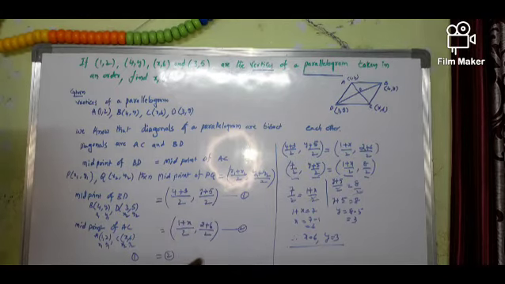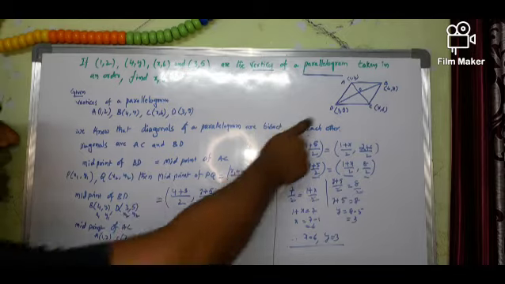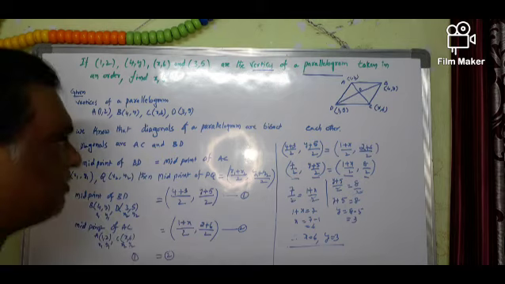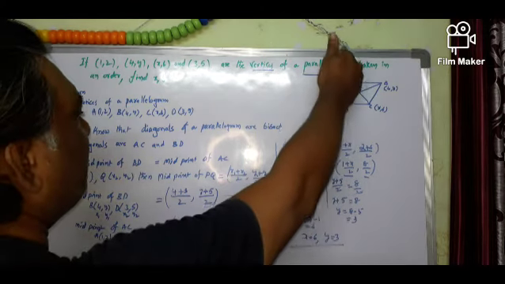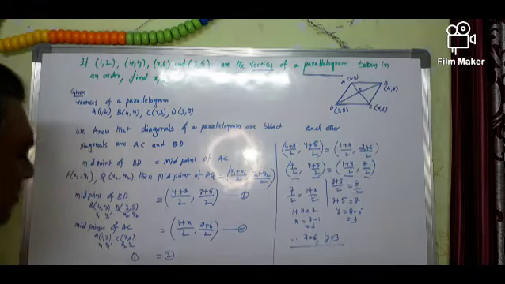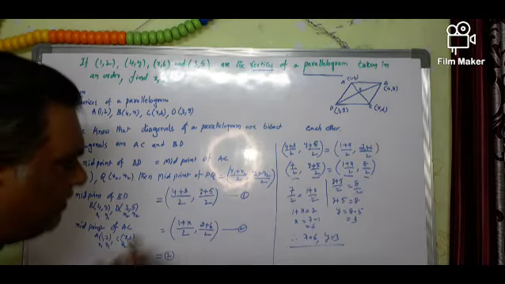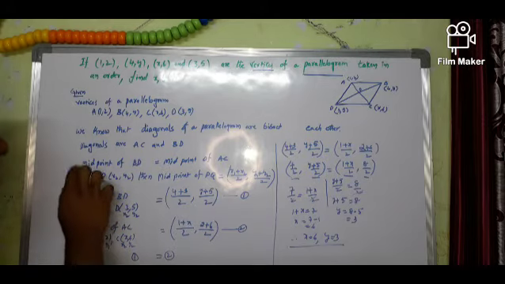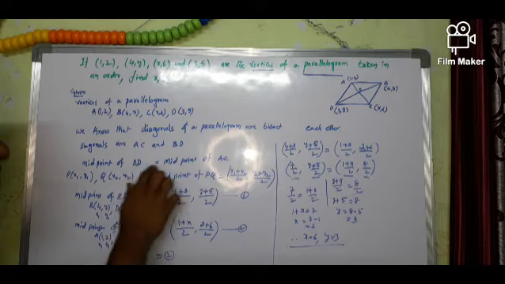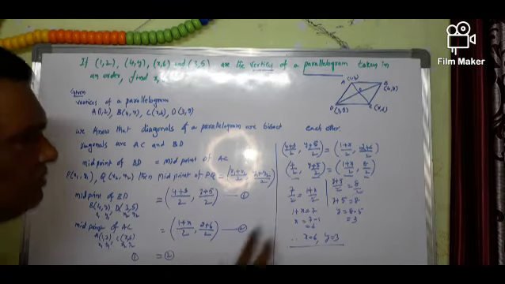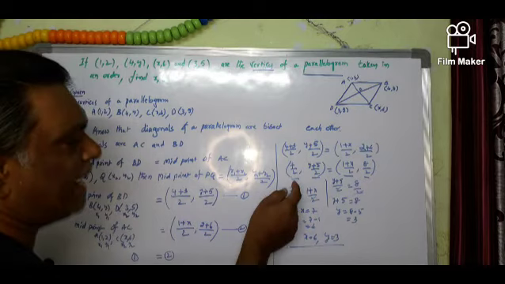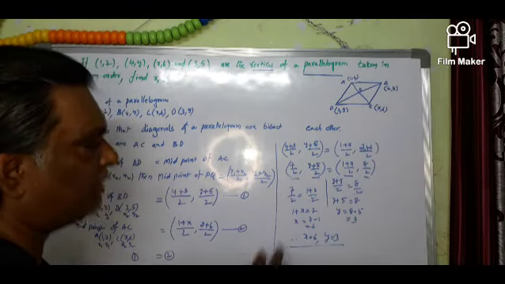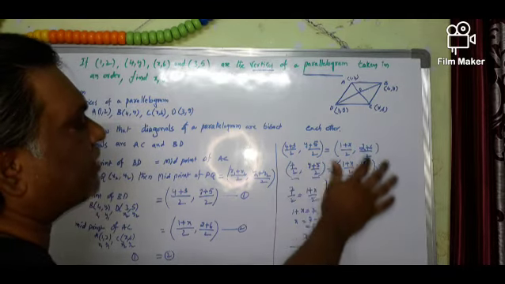Now find the midpoint of BD, that is equation number 1. Now find the midpoint of AC, this is equation number 2. Equation number 1 and equation number 2 are equal. Why? The midpoint of BD is equal to the midpoint of AC. So equate them. Now compare the x coordinates and y coordinates.